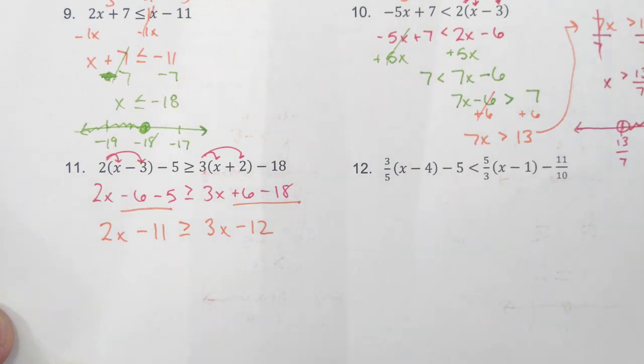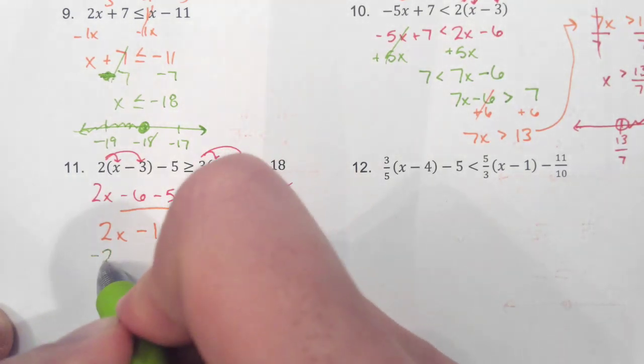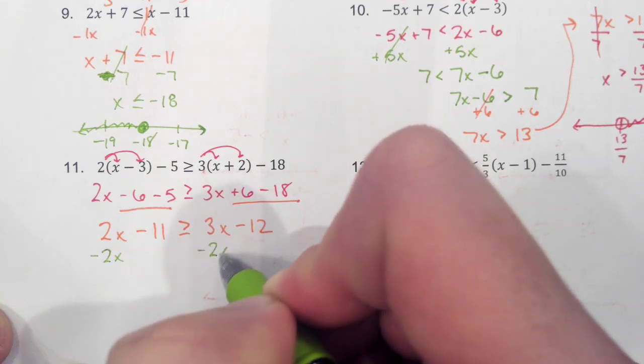Okay, so I've got variables on both sides of my inequality. I like to move the one that's smaller. 2x is smaller than 3x, so I would get rid of that 2x by subtracting.